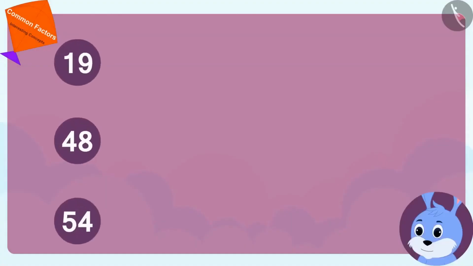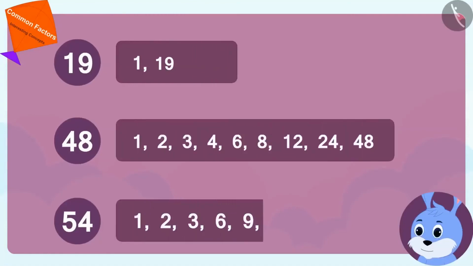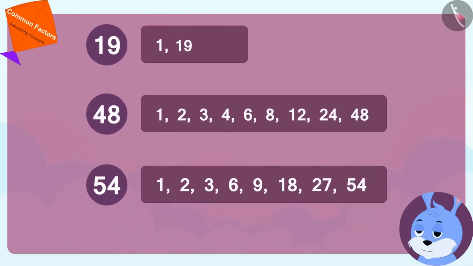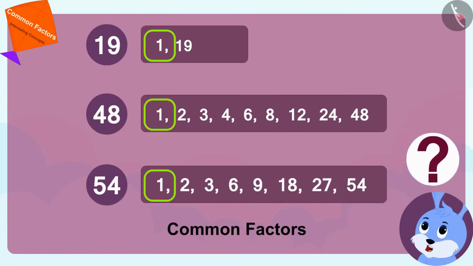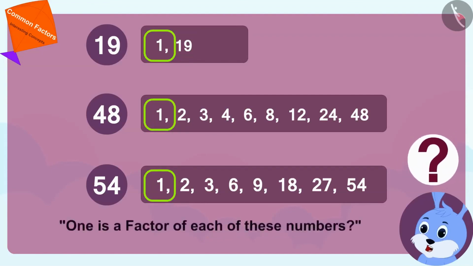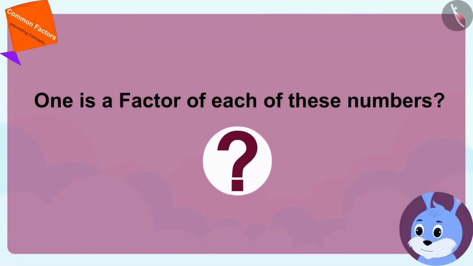To find a solution to this question, Bunny first wrote the factors of the three numbers in this way. Now, Bunny is trying to find the common factors of these numbers. Bunny is thinking, there is only one common factor of these numbers. 1. How can it be possible that 1 is a factor of each of these numbers? Children, is what Bunny saying correct? Is 1 a factor of every number?